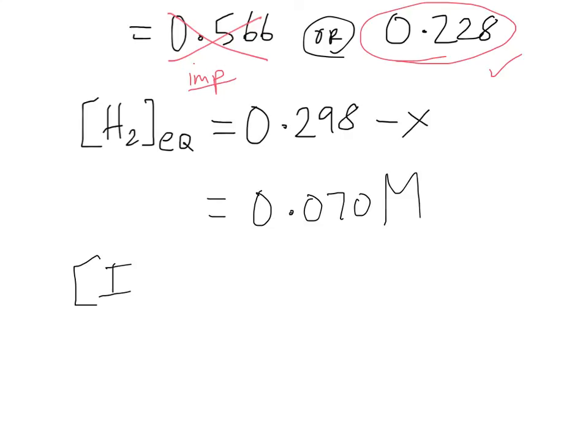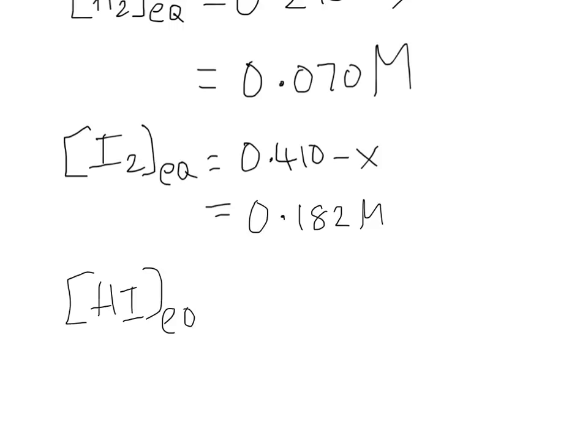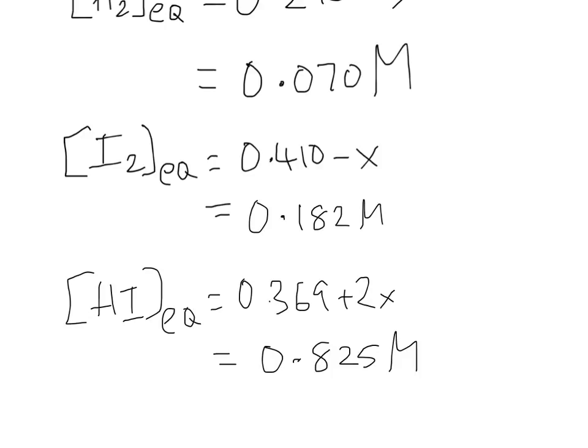What about the concentration of iodine at equilibrium? Well, iodine was 0.41 minus x. And again, if we substitute in for the physically reasonable value of x, we can get an iodine concentration that's 0.182 moles per liter. And again, the hydrogen iodide equilibrium concentration, well, that's 0.369 plus 2x. And if you substitute in the value of x above, you get 0.825 moles per liter. So notice those all came out positive as we'd hoped for.